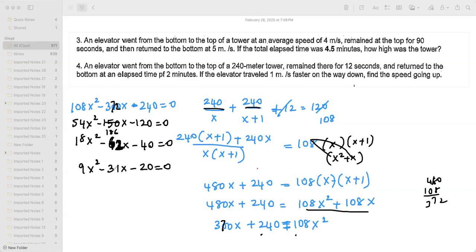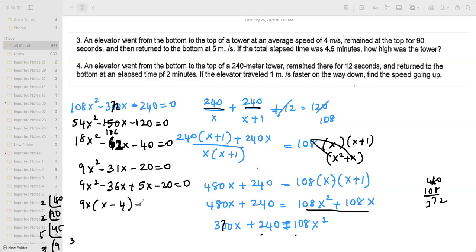Now from here, 9 2s are 180. 180 can be 2, 90, 2, 45, 5, 9, 3, 3. So how can I split it to get a 31? 5 3s are 15, 15 is 30, 30 and 6, no. 15 3s are 45 and 4, no. 3 3s are 9 and 9 2s are 18, 36 and 5. Yes, 36 and 5. Makes sense? Yep. 9x common, x minus 4 plus 5, x minus 4, 9x plus 5.